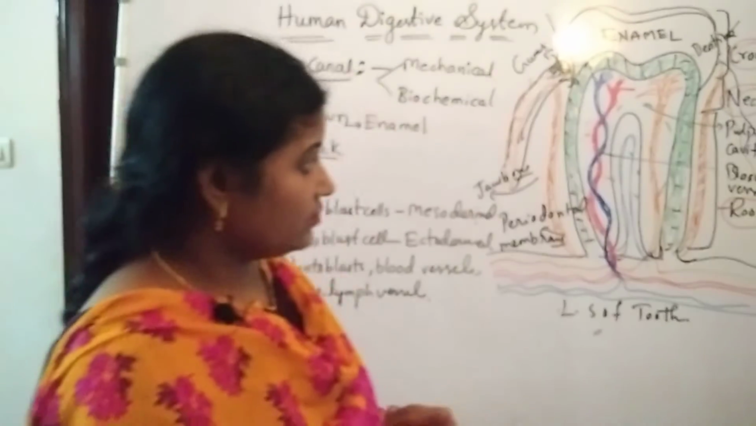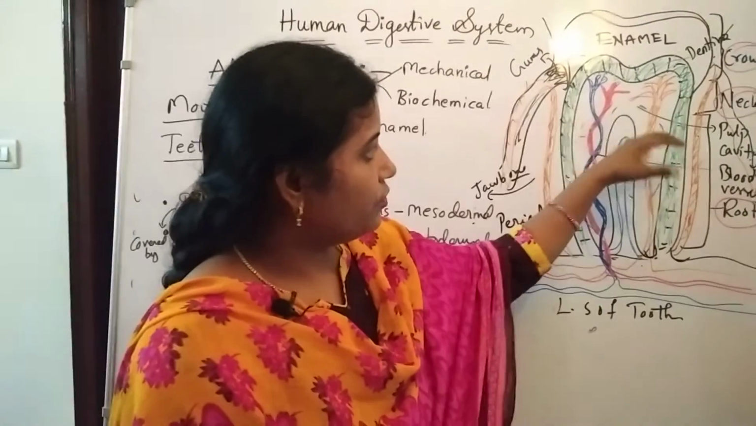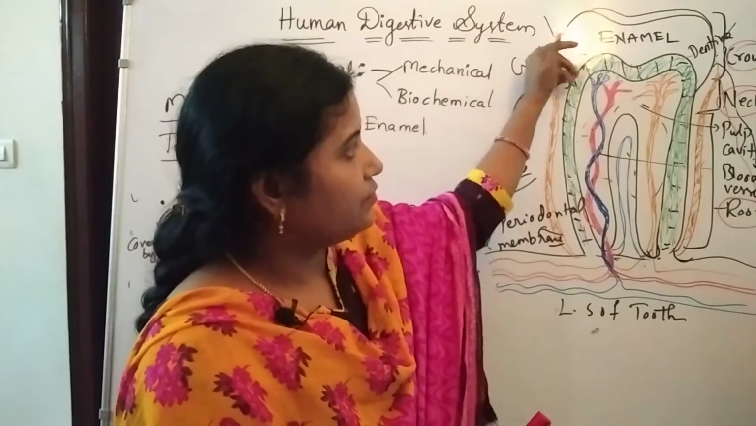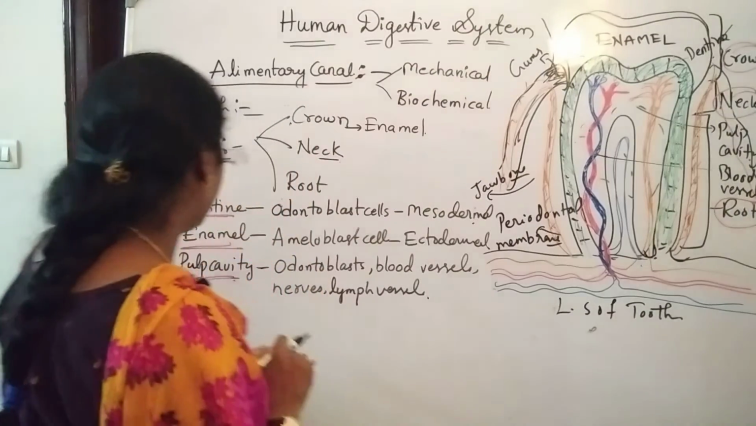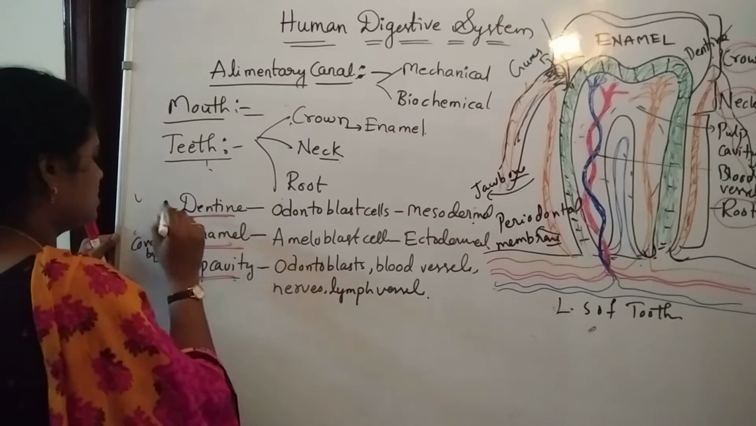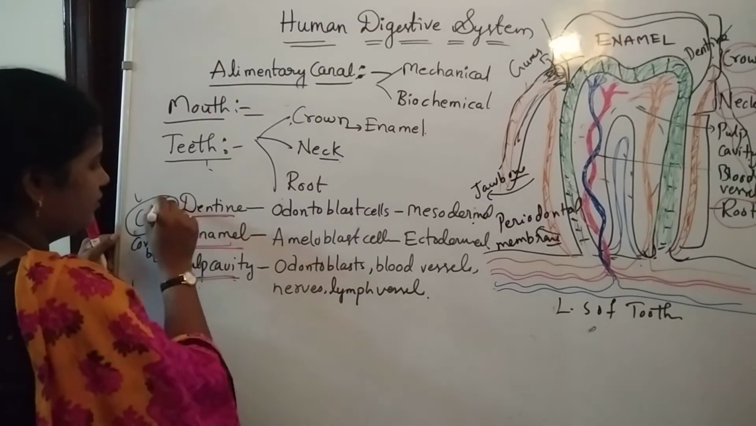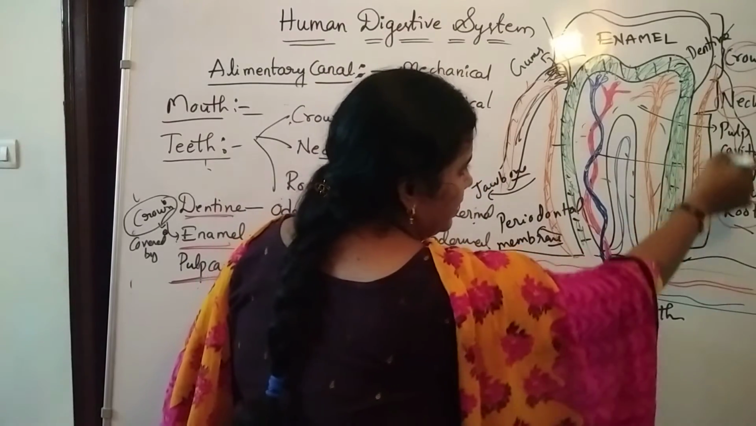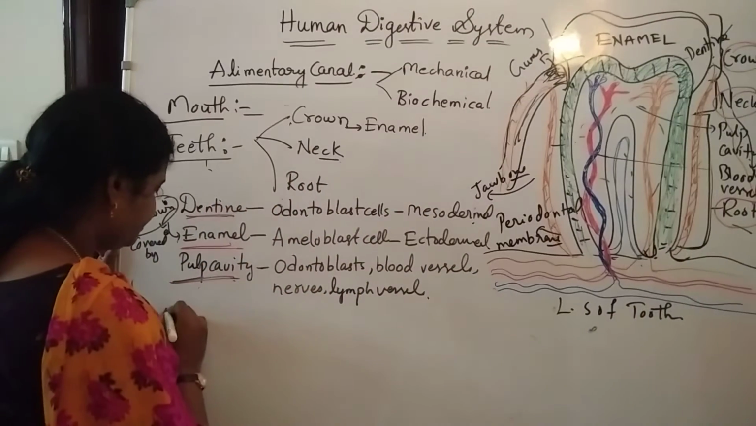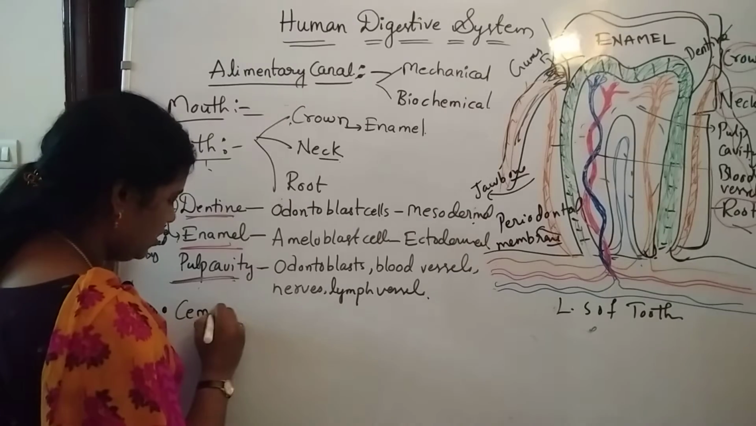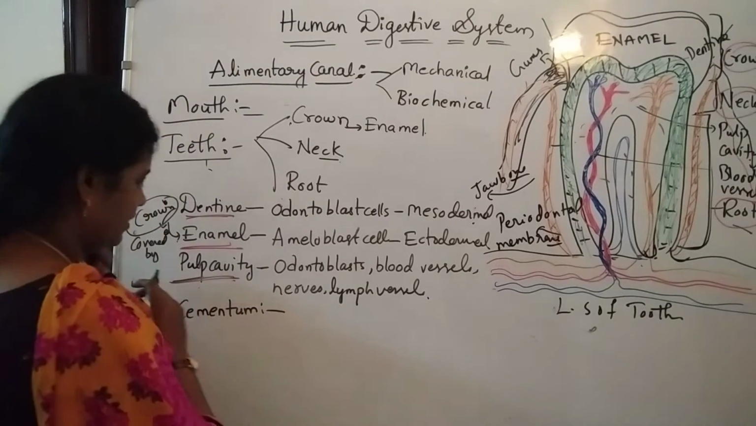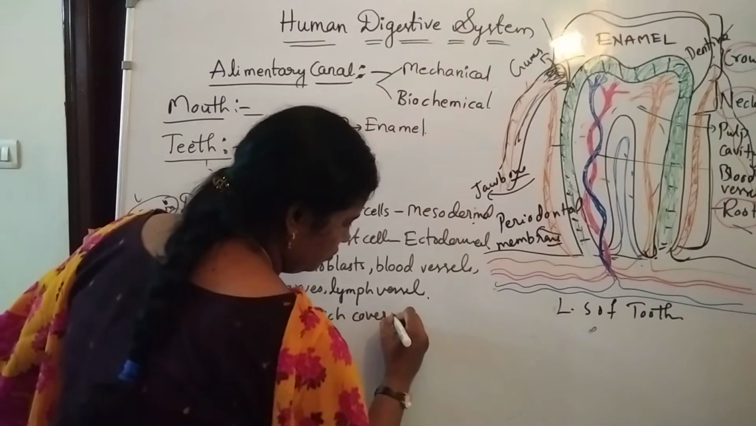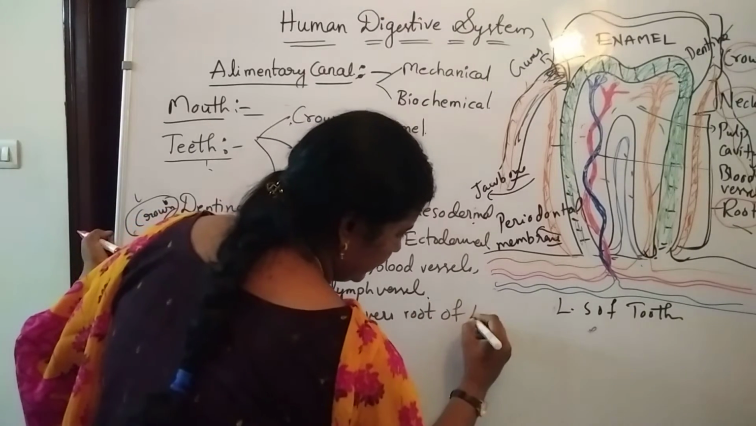Now see the crown portion: in the middle, the entire green colour portion is known as dentine. The crown of the dentine is covered by enamel. Then what about the root? The root of the dentine, this entire portion, is covered by cementum, which covers the root part of the dentine.